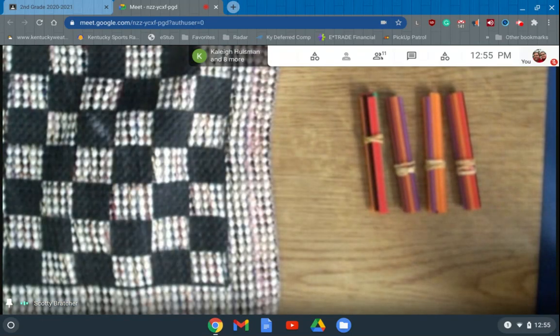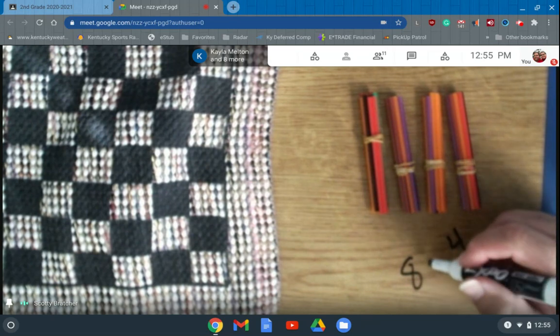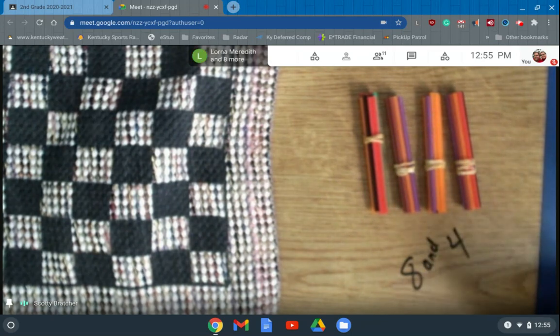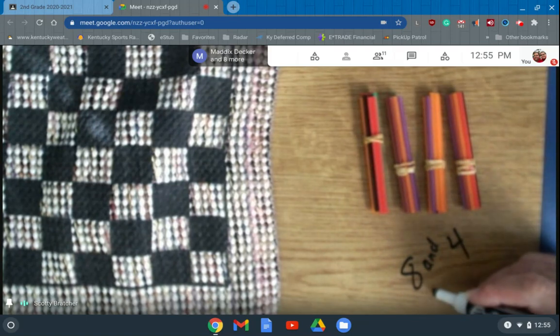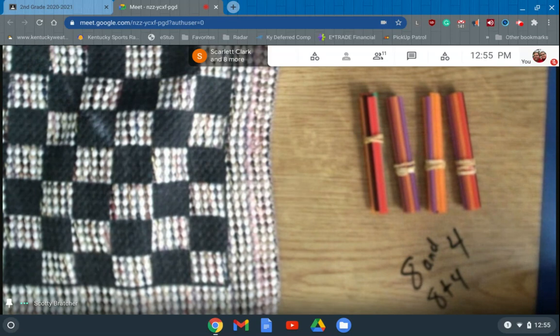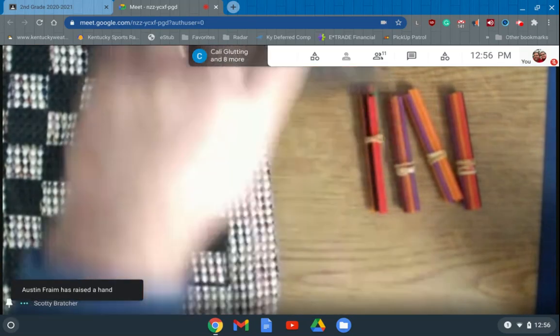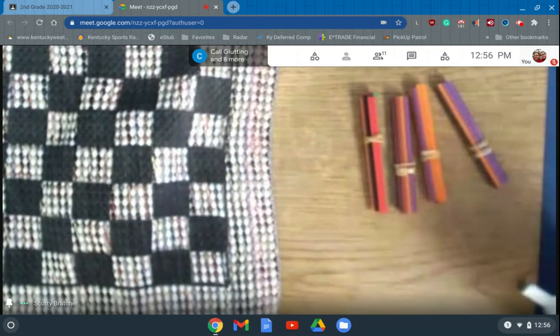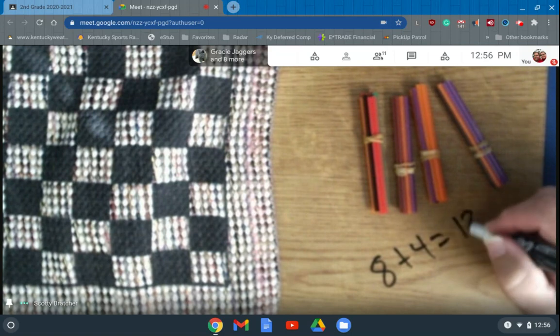Hayden, you got your hand up. 8 and 4. And look, he said and. Okay, I love that. Okay, 8 and 4. You know, when I hear a kid say 8 and 4, what it really means is 8 plus 4. Okay? You can say it like that, Hayden, and that's okay. Now, Hayden, do you know what 8 and 4 makes? 12. So he's telling me that 8 plus 4 equals 12.